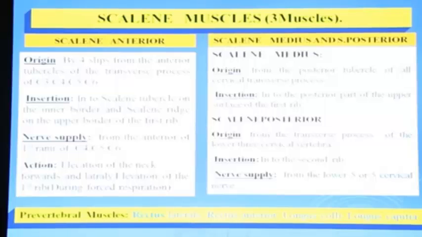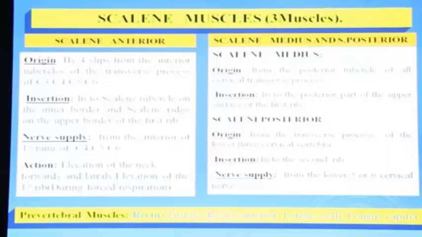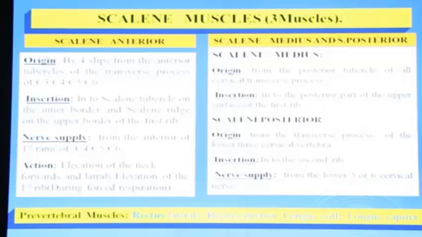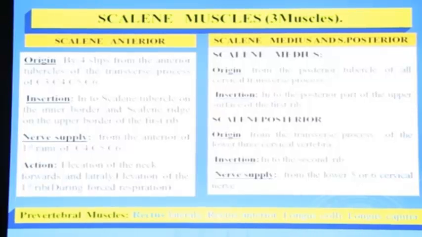Prevertebral muscles. There are many prevertebral muscles: rectus capitis lateralis, rectus capitis anterior, longus colli, and longus capitis. Between the scalene muscles, arteries pass. Sometimes these muscles give rise to scalene syndrome, where we have to cut the scalenus medius to make space between them.